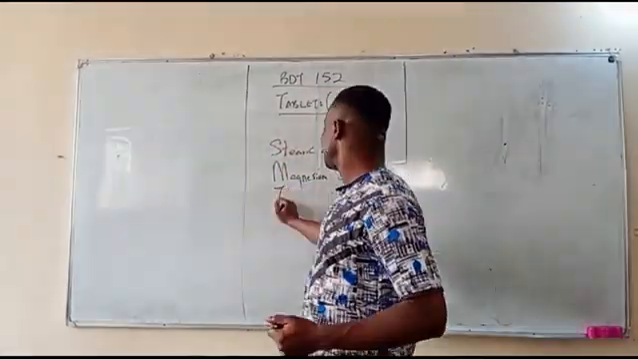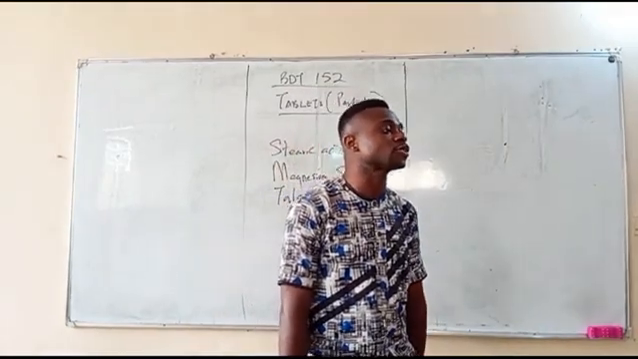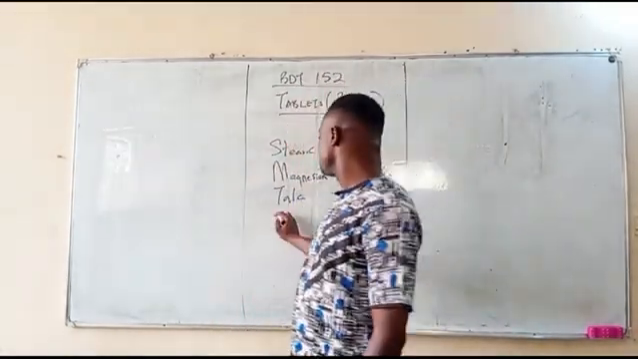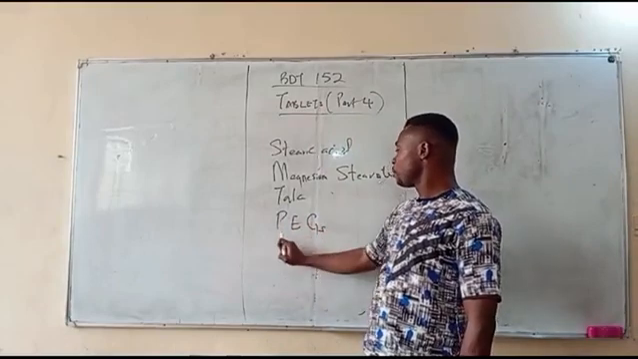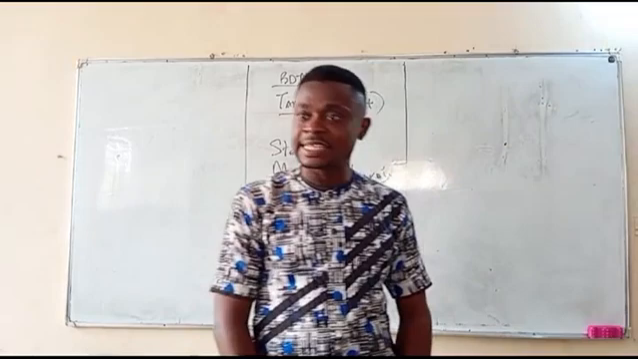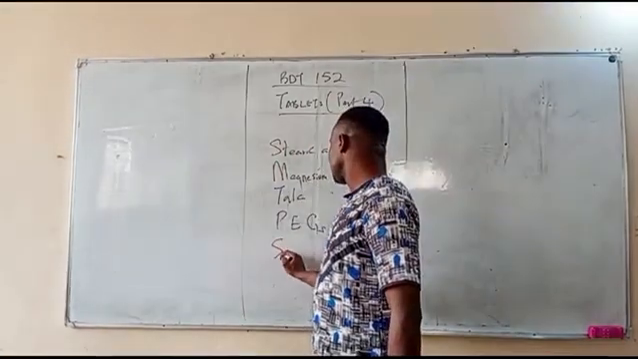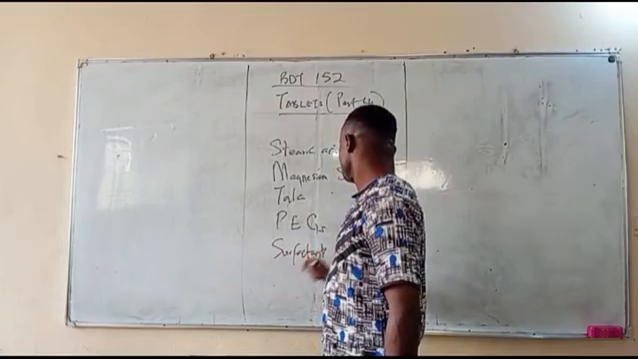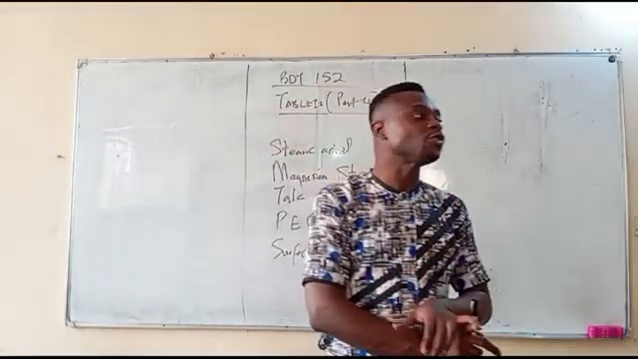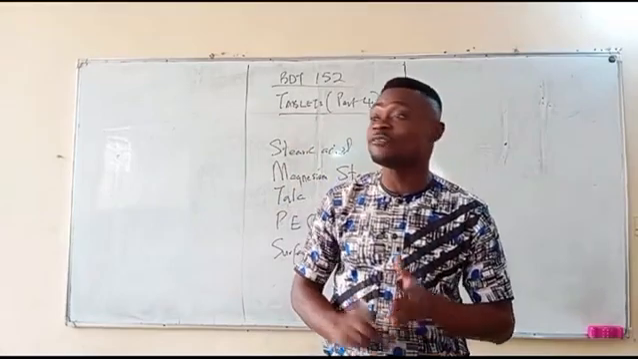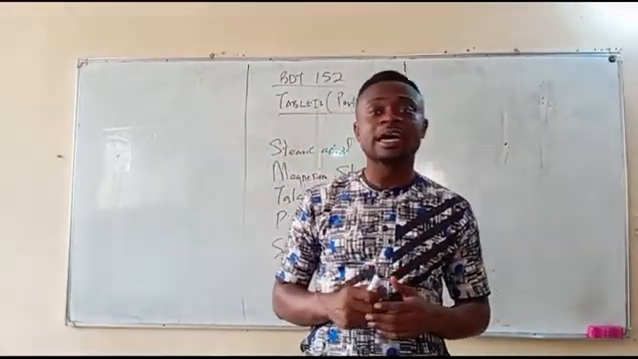We have talc. Then we have polyethylene glycols. PEG is the acronym. Polyethylene glycols, PEGs. They also have surfactants. They can act as lubricants. So we have stearic acid, magnesium stearate, talc, polyethylene glycols, surfactants, right? So these are examples of lubricants. Now let's look at glidants.